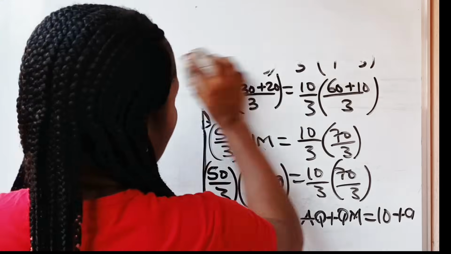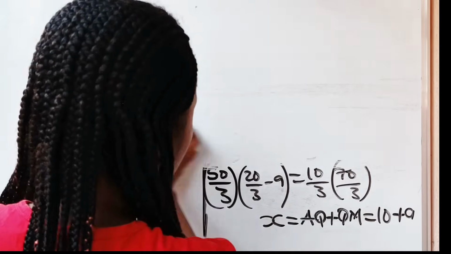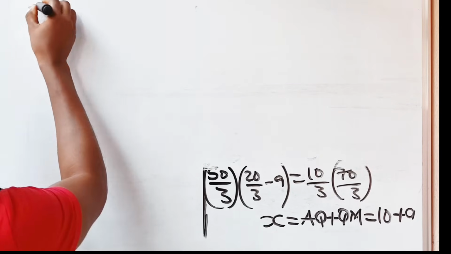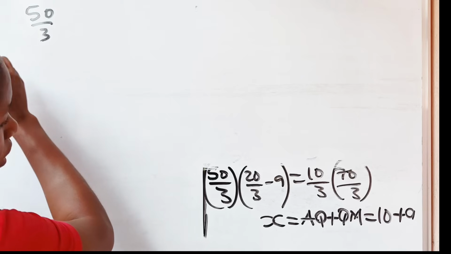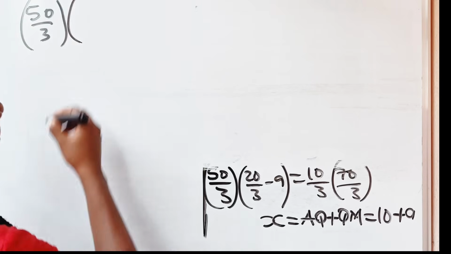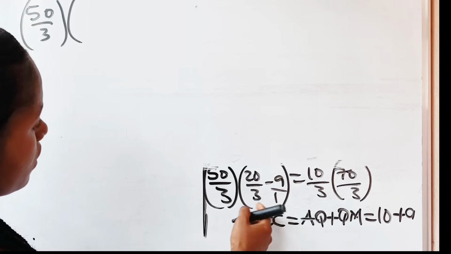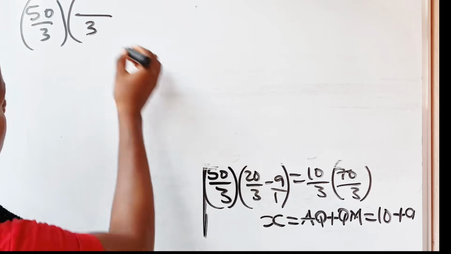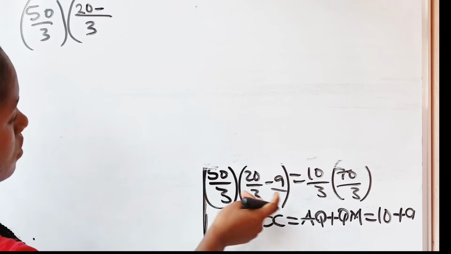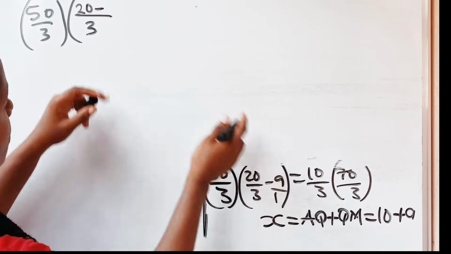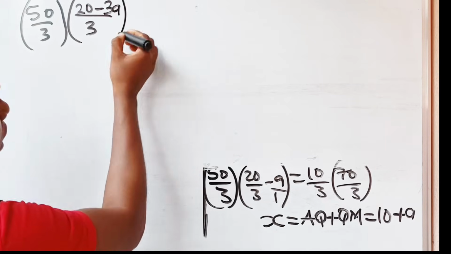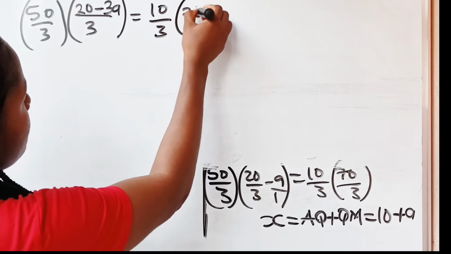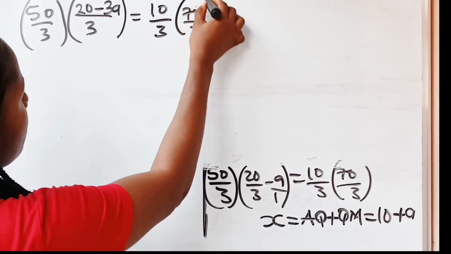So I'm going to clean virtually everything, leaving the last part. So this is where we are now. That's 50 over 3 multiplied by, now the LCM of this and this is 3, right? When 3 divides 3, we have 1. 1 times 20 is 20 minus, when 1 divides 3, we have 3. 3 times A is 3A. Okay, is equal to 10 over 3 multiplied by 70 over 3.